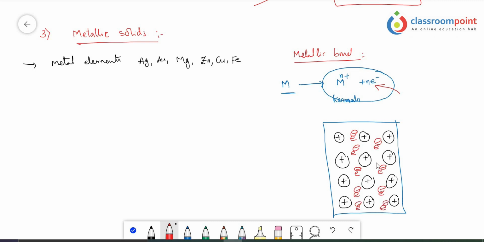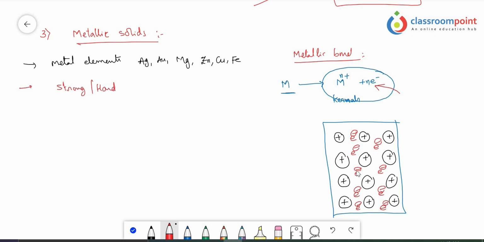Now, generally we know that metals are so stable and so strong. The reason is each metal ion is surrounded by electrons and each electron is surrounded by metal ions. So there are so many strong forces of attraction, and because of these strong forces of attraction, these metallic solids are so strong in nature. Strong in the sense that they are also very hard.